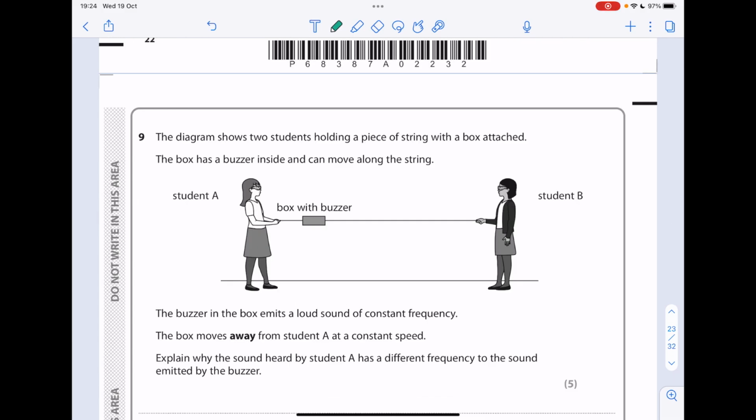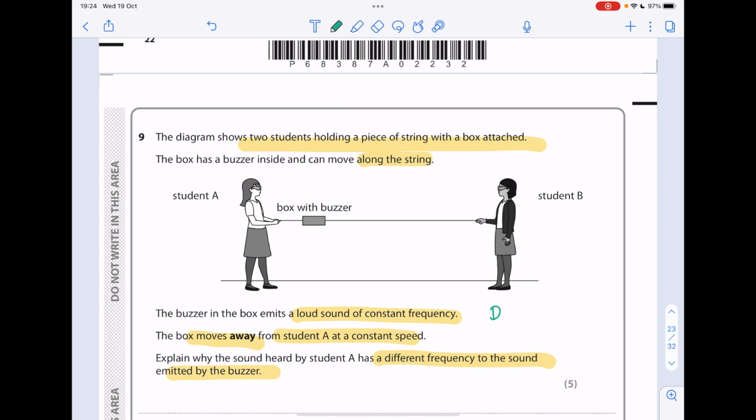The diagram shows 2 students holding a piece of string with a box attached. The box has a buzzer inside and can move along the string. The buzzer in the box emits a loud sound of constant frequency. The box moves away from student A at constant speed. Explain why the sound heard by student A has a different frequency to the sound emitted by the buzzer.